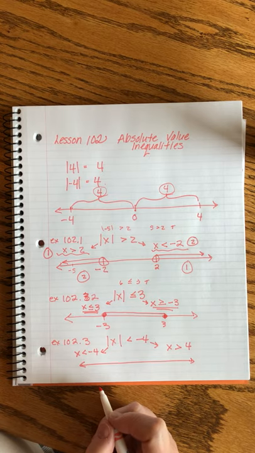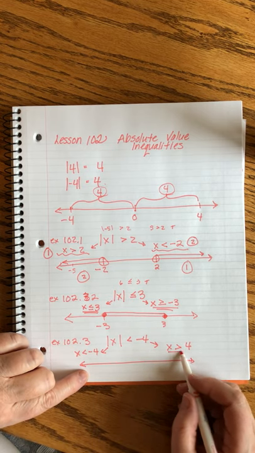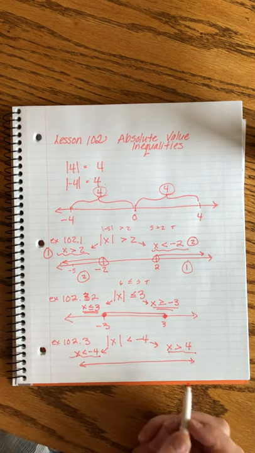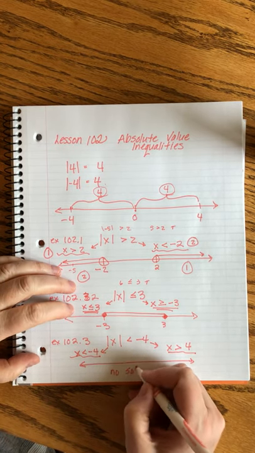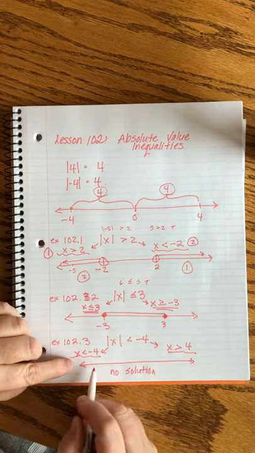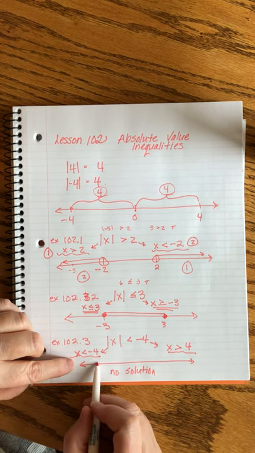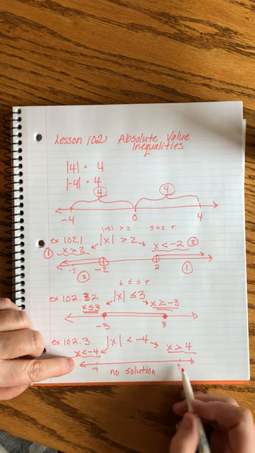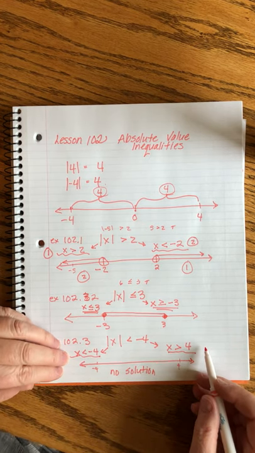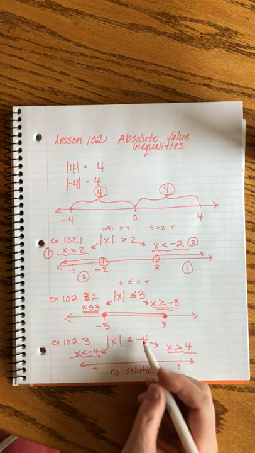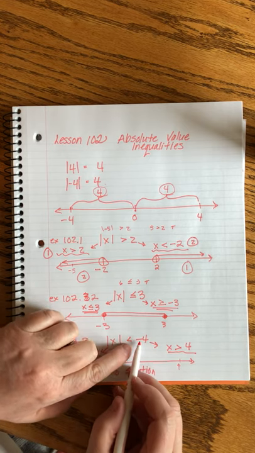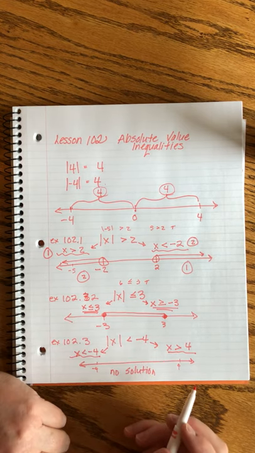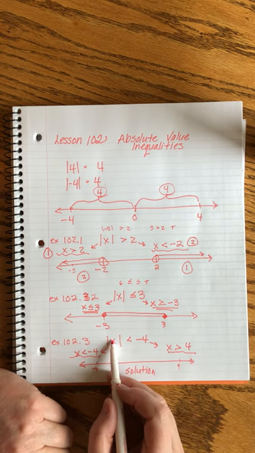We stop and think about that and go, wait a minute. How can a number be both greater than 4 and less than negative 4 at the same time? It can't be. So there's no solution to this. We could graph negative 4 and positive 4, but that would just be the individual answers. It doesn't work, not because they're individual answers, but because the absolute value is never going to be a negative number. It's always going to be a positive number.